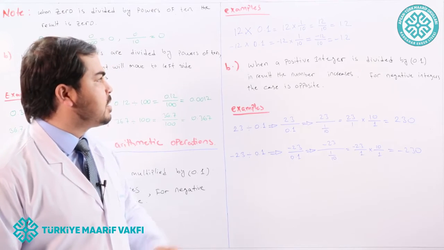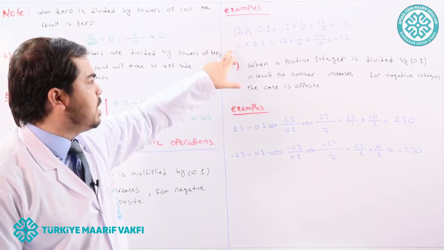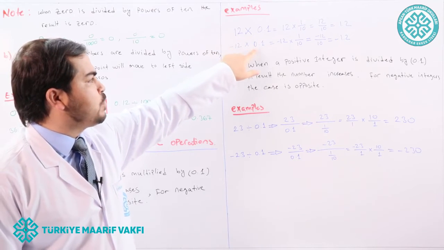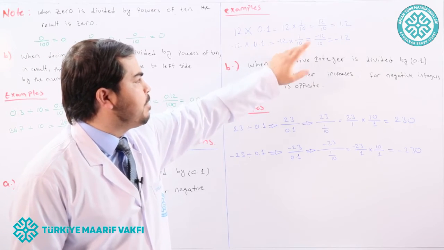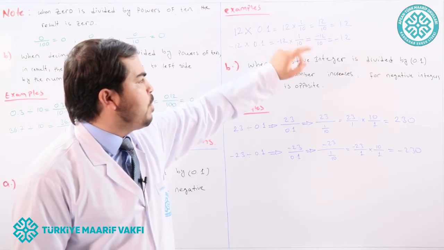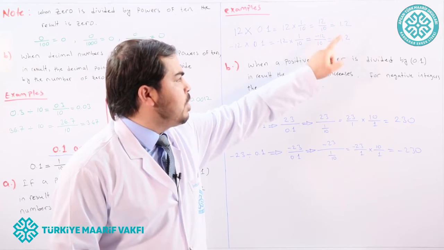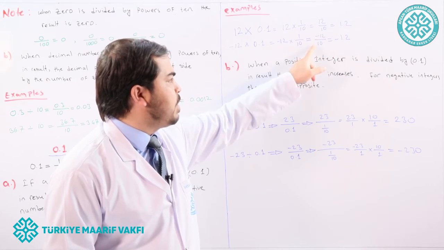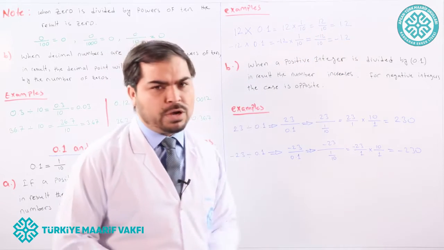Again, we have a negative number here, minus 12, the same 12, but here we have a negative sign. So minus 12 times 0.1. Instead, we can write minus 12 times 1 over 10. So we'll just multiply minus 12 by 1. It will become minus 12 over 10. Here we have the same 12 over 10, but with a negative sign. Negative divided by positive will become negative. 12 divided by 10 will become 1.2.